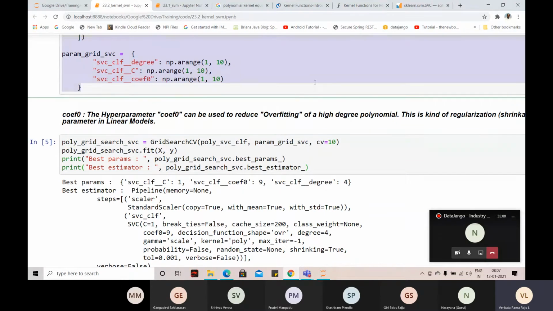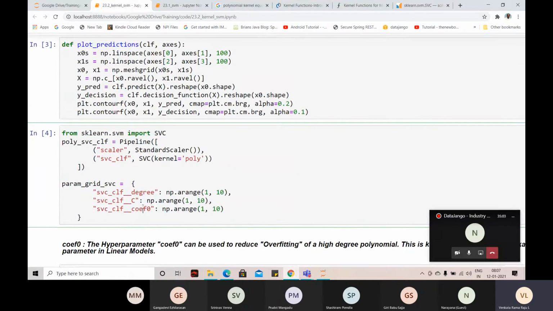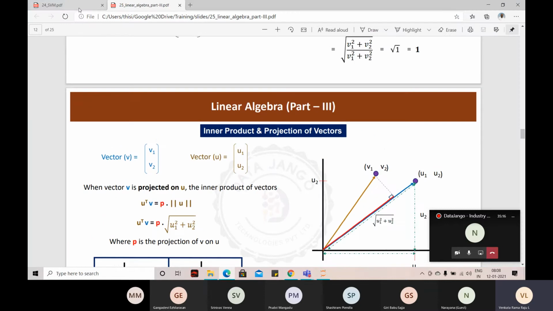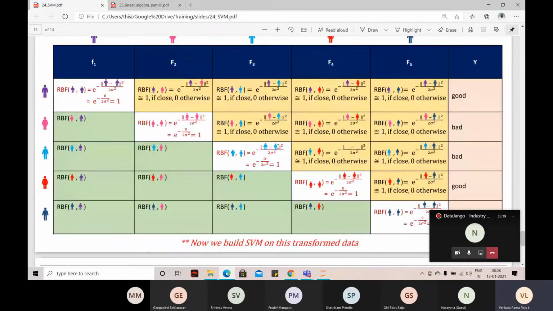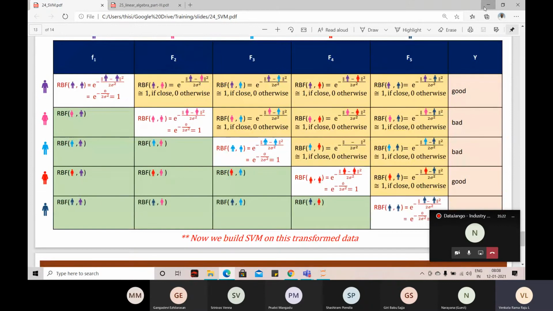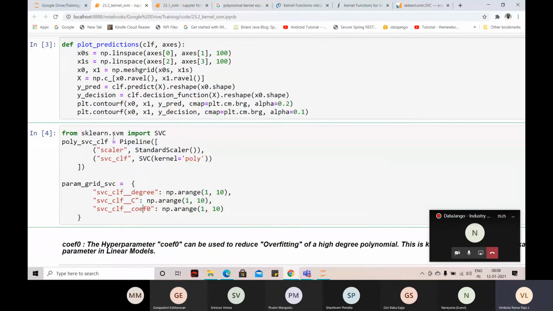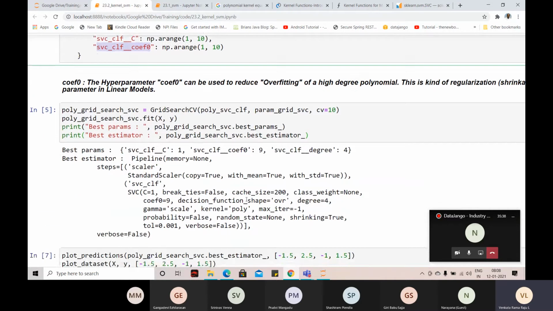But when you know the algorithm and the details, what is gamma, what is coef 0, what is C, what is degree, then you will be able to play with the algorithm and make the model the best. If you don't know those things, you will not be able to do anything. That's where I spent a lot of time in explaining the algorithm. So I hope you got the whole essence of the algorithm. When you look at this code, we are not doing anything big. We are just using those parameters and trying to play with them. So when you know what they are and how they react, you'll be able to play with them well.